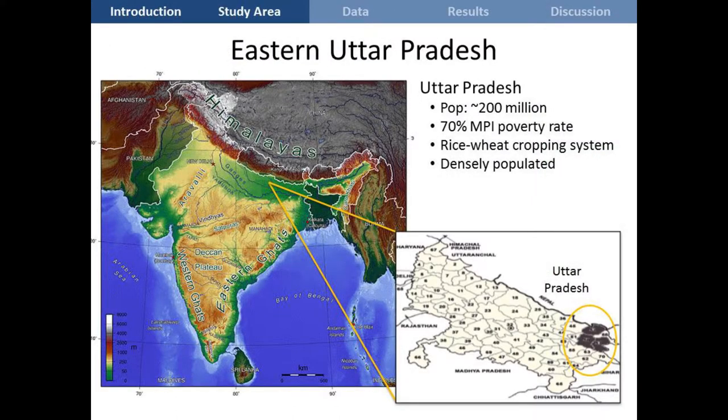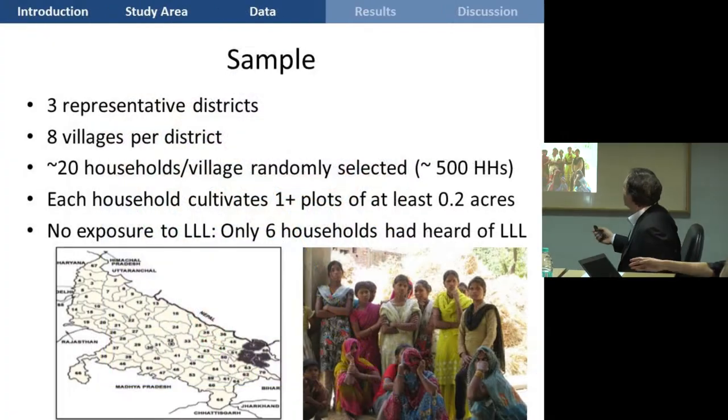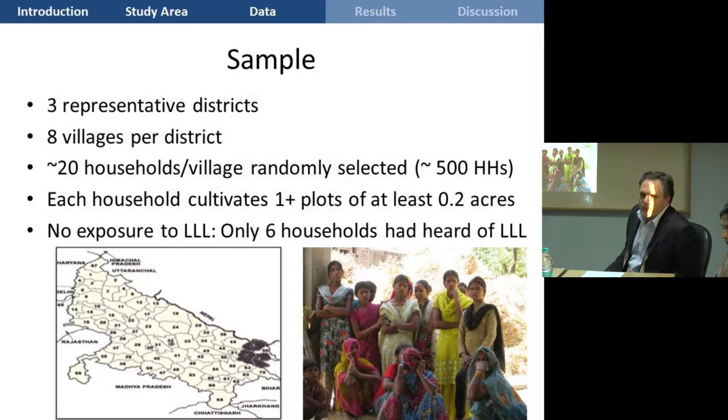Our study area is three districts in Uttar Pradesh. You all know, I think, the statistics in Uttar Pradesh, a very densely populated, poor area, and so forth. Our sample of farmers is as follows. We chose these three representative districts, on the eastern side, adjacent to Bihar. We chose 8 villages per district and approximately 20 households per village that were randomly selected. So we have a sample of about 500 households.